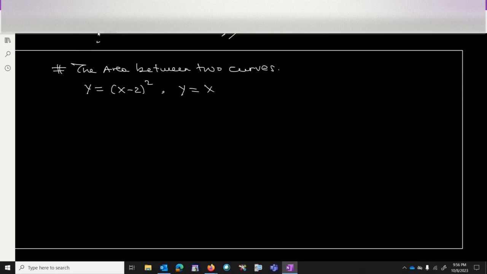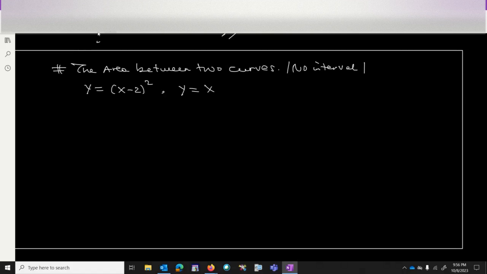Now there are two things we have to know. First, the question can be without a given interval, or it could be with a given interval. In this case, no interval is given. There is an interval, but no interval is given in this question specifically.